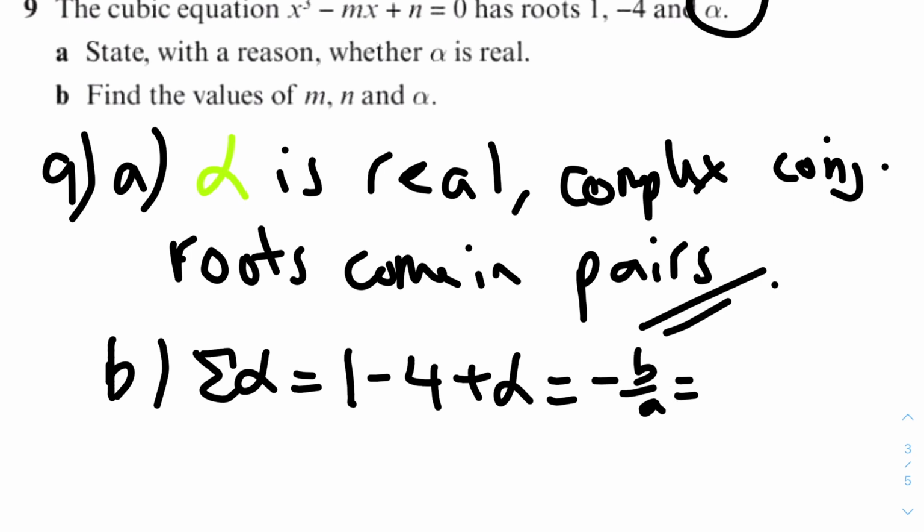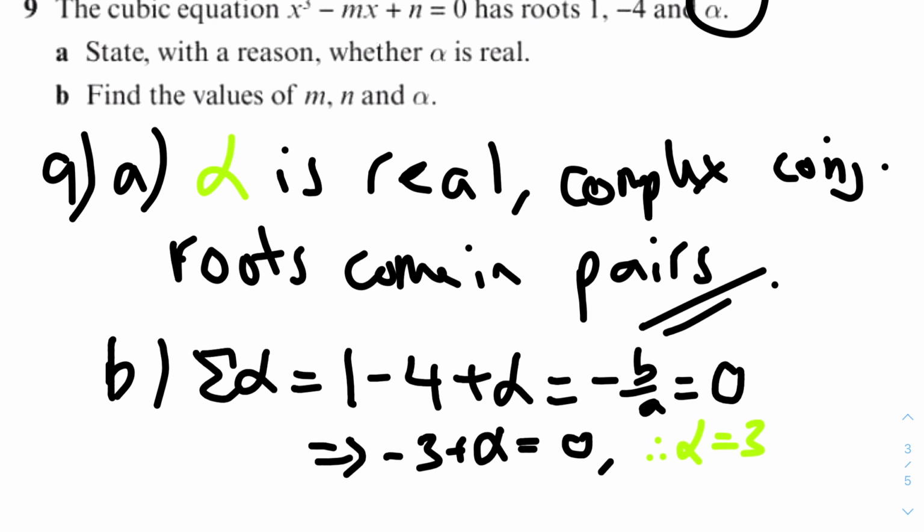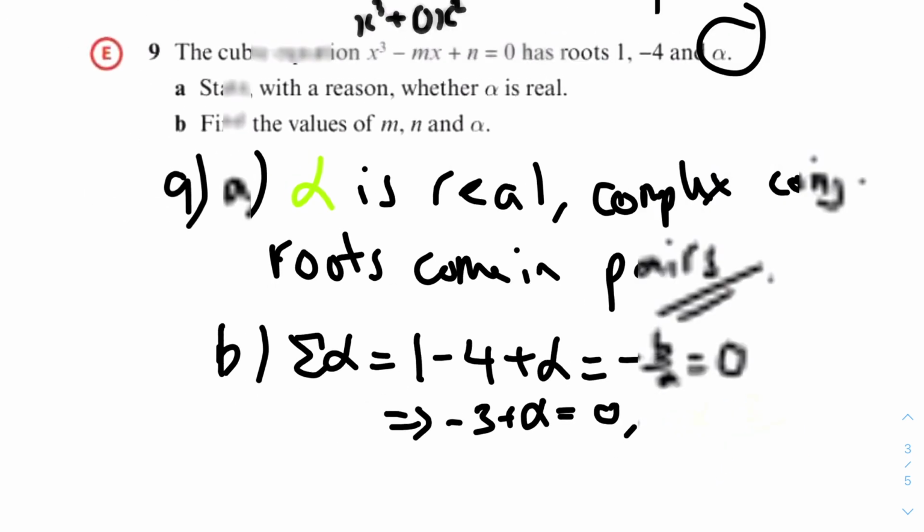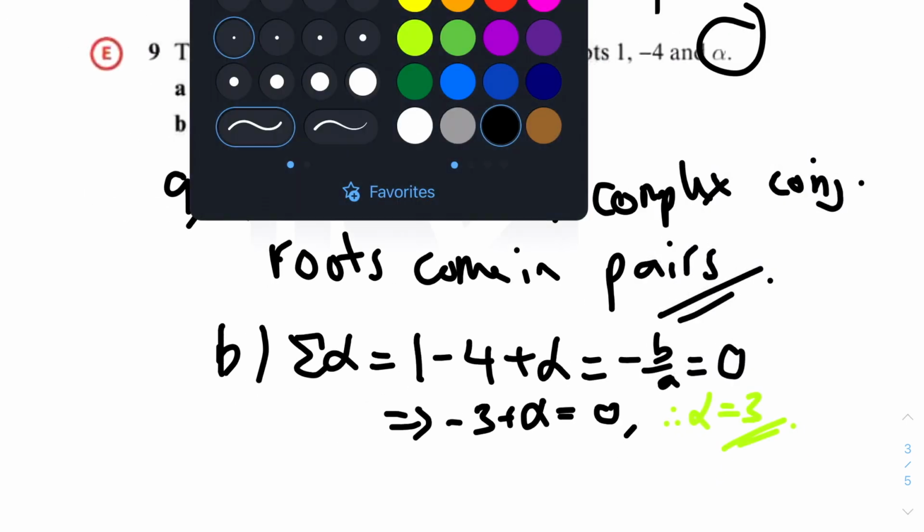which is equal to minus b. In this case, that is 0, because it's x cubed plus 0x squared. If you notice that there's no x squared term, therefore b must be equal to 0, so this equals 0. Therefore, it's equal to minus 3 plus alpha equals 0, and therefore alpha equals 3, like so. And find the other root.